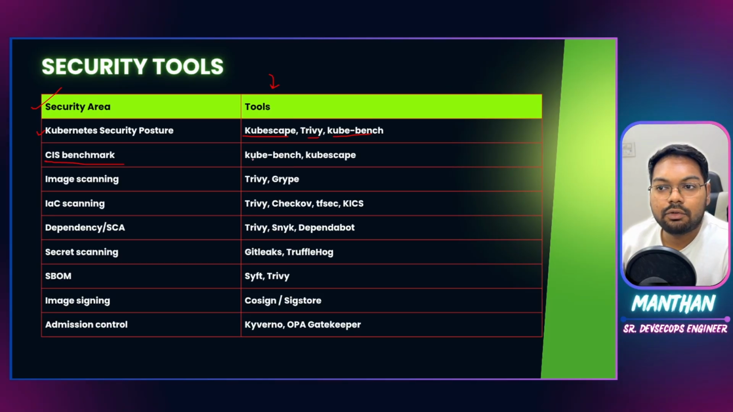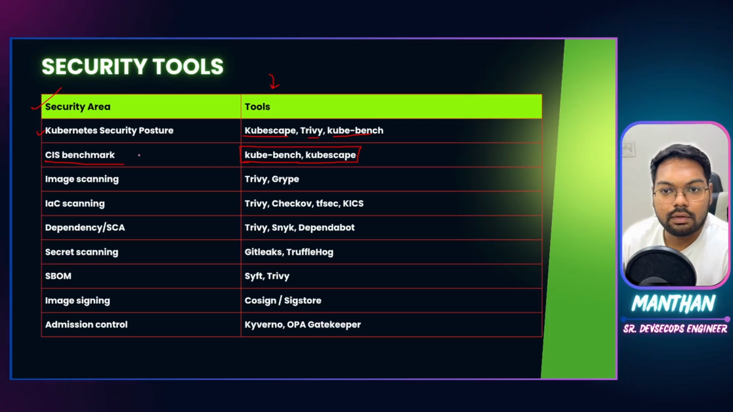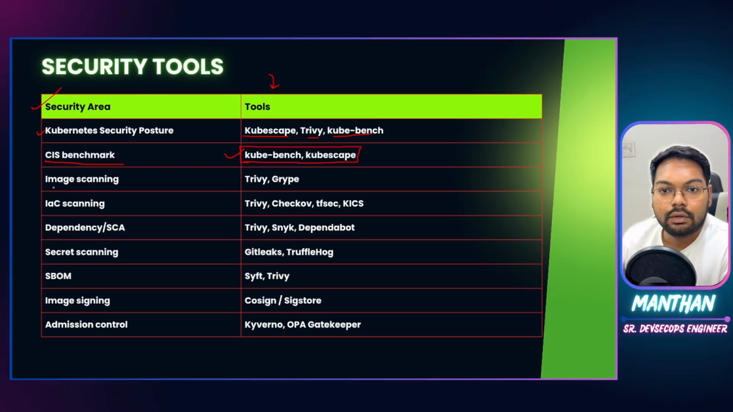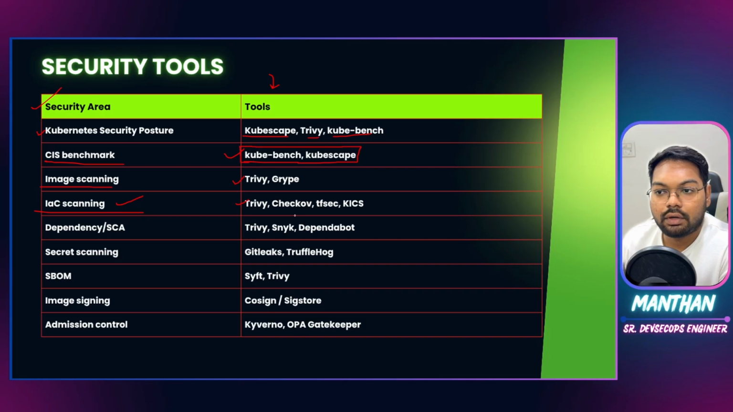Then there are CIS benchmarks that you can use Kubebench and Kubescape to find out. So CIS is a hardening mechanism for clusters and all the nodes that are associated with them. So once you use Kubebench, you will easily have that information at hand. So image scanning should be done using Trivy or Grype, Aquasec Trivy. Then IaC scanning should be done through Trivy, Checkov, TFSec or KICS framework.